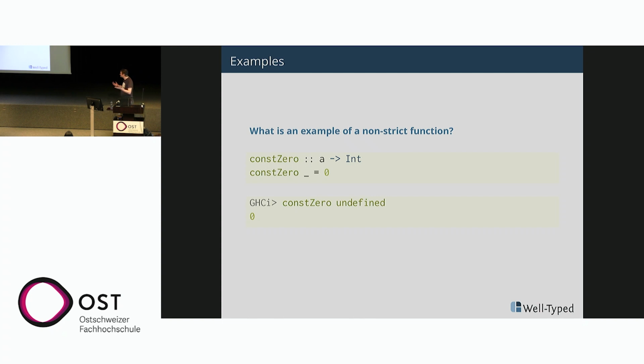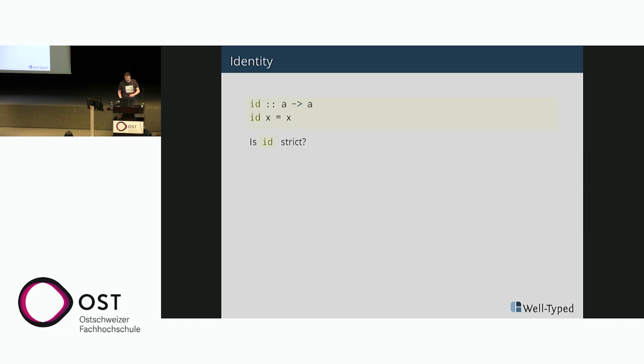But if it gives you a value, without any crash whatsoever on undefined, then there is no question about it. The function is not strict, right? So here is one that often tricks people. Is the identity function strict?